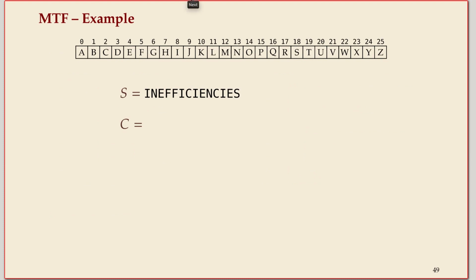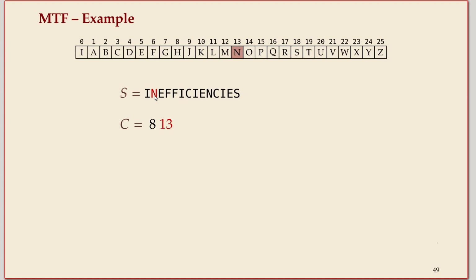Here's a small example. So we have the word inefficiencies that we want to encode, and here's the Latin alphabet initially in sorted order. So the first step would be we find the position of I. I is here. So the first step is encode this with 8. And then we do the move to front. So I is taken out of this and moved here, and all the others are shifted one position to the right. So I hope you're able to see this, that here A, B, C, D, E, F, G, H, they're still all together, moved one position right, and I is at the beginning.